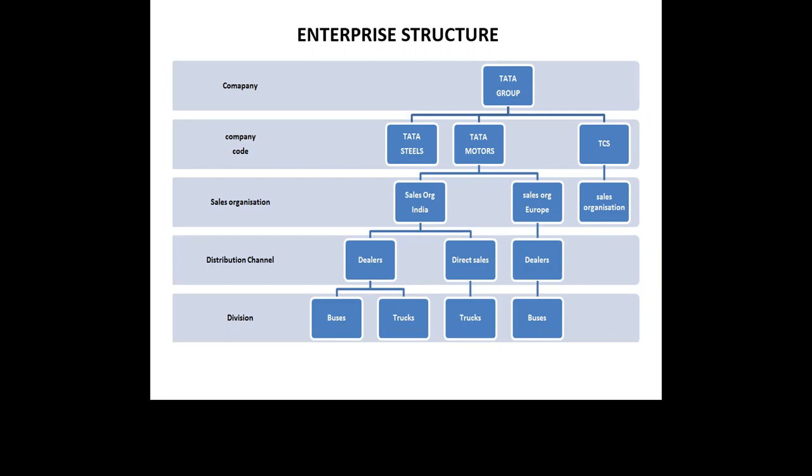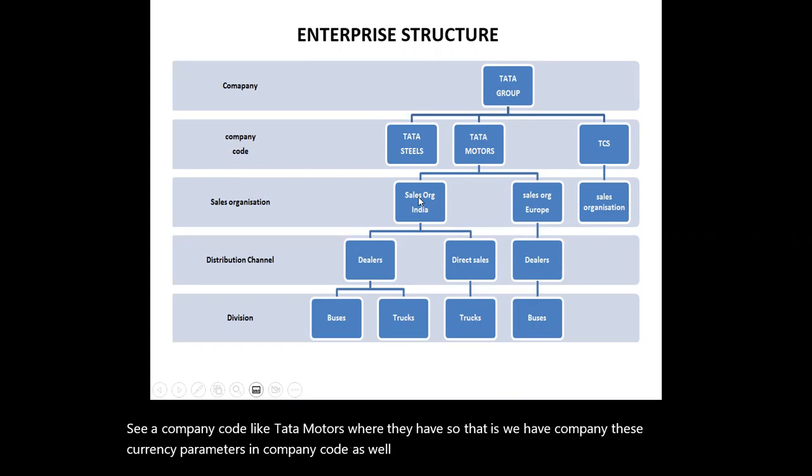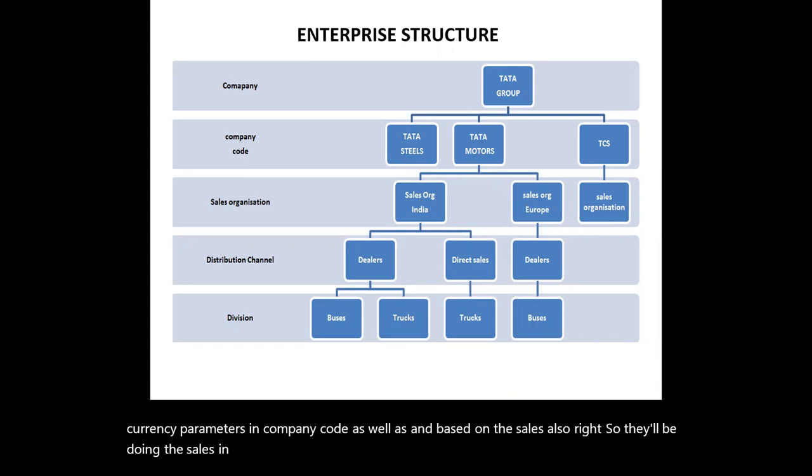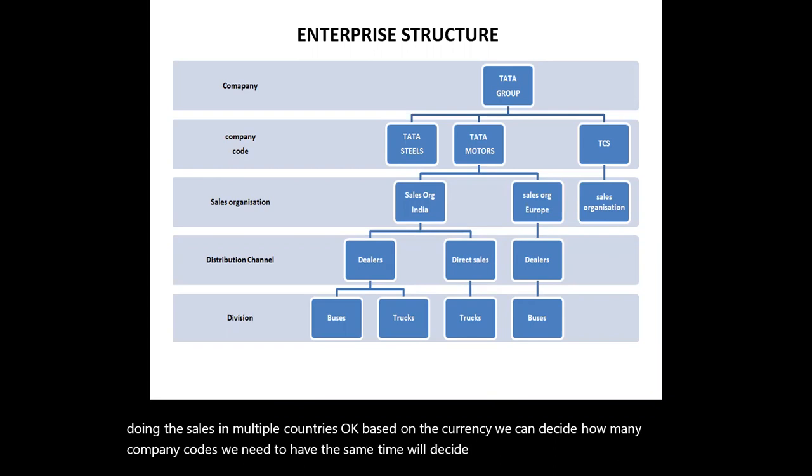See, for a company code like Tata Motors, we have these currency parameters in company code as well as based on the sales. They'll be doing sales in multiple countries. Based on the currency, we can decide how many company codes we need to have. At the same time, we'll decide how many sales organizations we need to have.